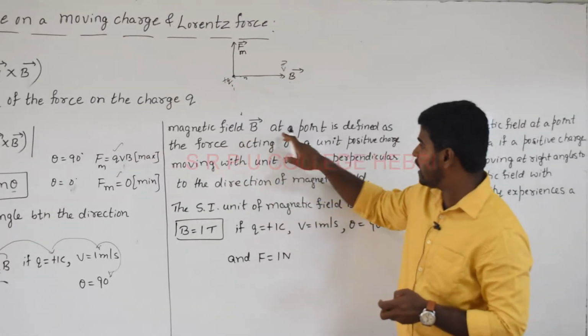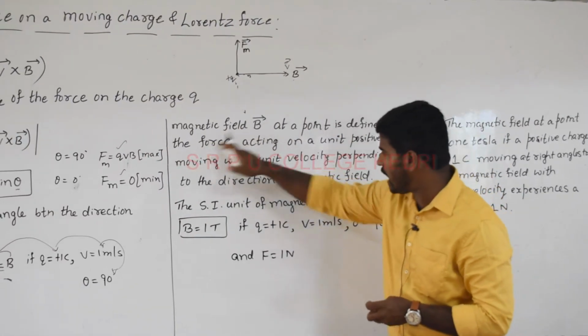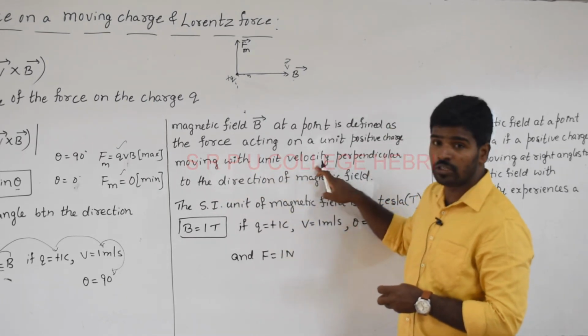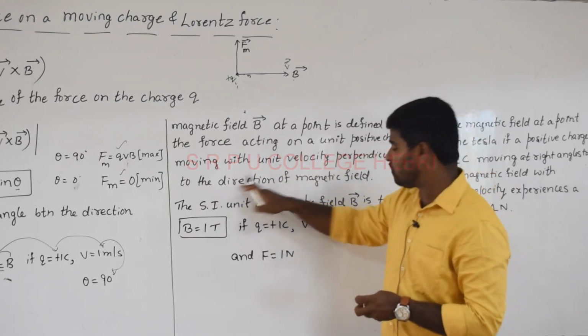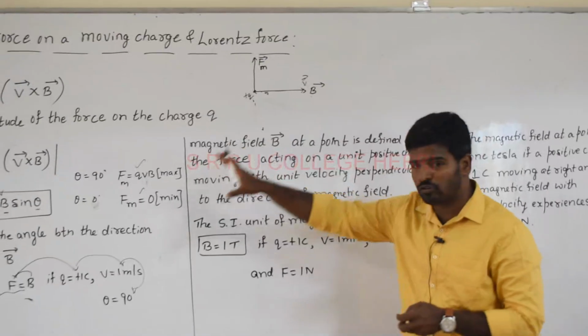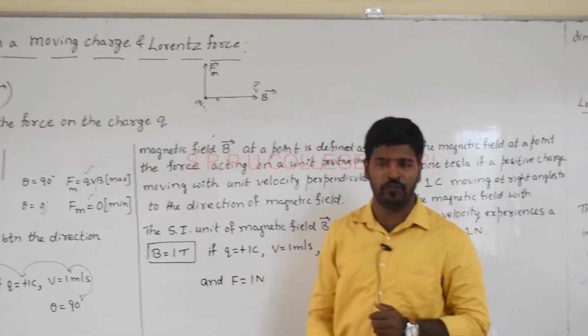Magnetic field B vector at a point is defined as the force acting on a unit positive charge moving with unit velocity perpendicular to the direction of the magnetic field. Is it clear? So you don't have to memorize the definition; if you consider the equation, you can define the term yourself.